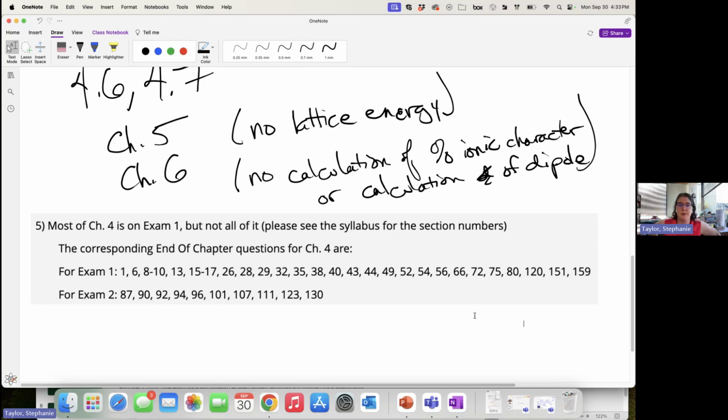So for those of you that were asking things like, do we need to memorize all the polyatomic ions? Yes, you do have to memorize all the polyatomic ions. Yes, you do. I know it's a lot. It is. But you can do it. You can do it.